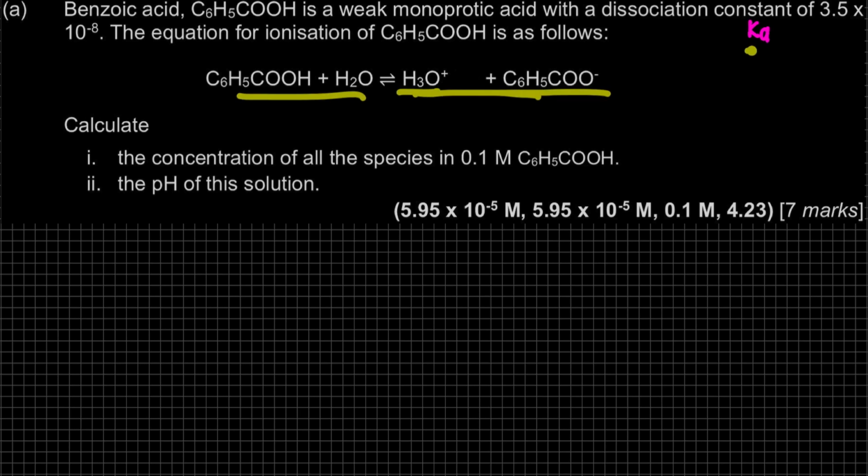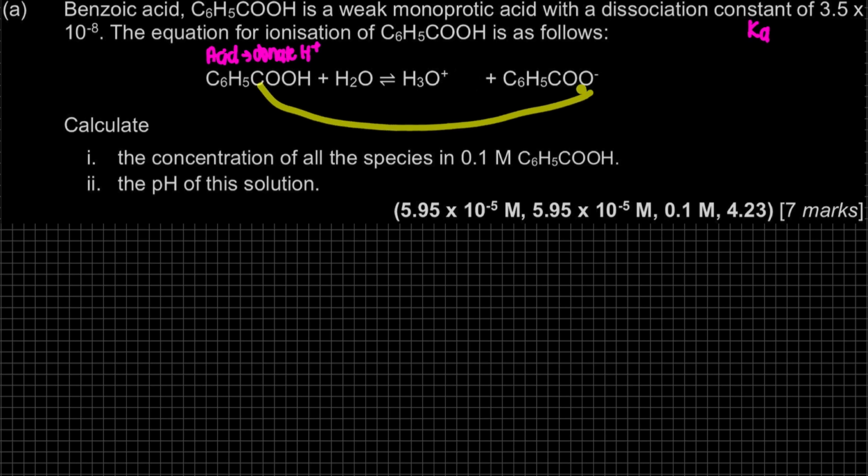If we write K, K here means in our equilibrium. So when we're doing the ice table, we have to use this equation. Luckily, this question did give us the equation. So I'm just going to go through a bit. Since this is our acid, here is our acid. Acid donates H plus. So once it donates H plus, that's why it becomes C6H5COO minus. So if this is our acid, H2O will become our base. If it is a base, it will accept. So that's why it will form H3O plus.